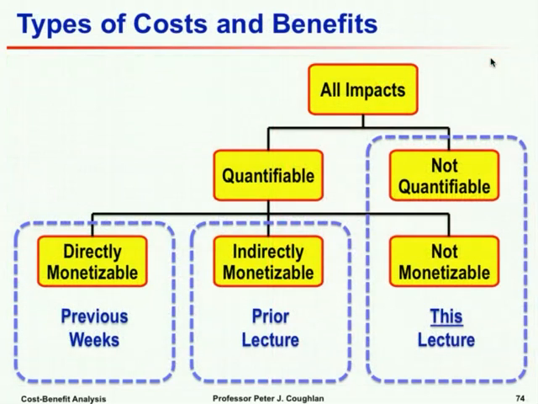So again, just to summarize what we've done. Remember, in previous weeks we talked about the easy stuff, the stuff that was quantifiable and directly monetizable, right? And in the prior lecture, we talked about things that are quantifiable and maybe not directly monetizable, things like the value of life, the value of time. But we talked about ways in which you could indirectly monetize them. And in today's lecture, we really talked about the things that don't fall into those categories, that are not directly quantifiable or not monetizable. How do we incorporate those in cost-benefit analysis? And we showed how we can use multi-criteria decision-making, and in particular the decision matrix, to include those impacts in cost-benefit analysis. All right, that's it.